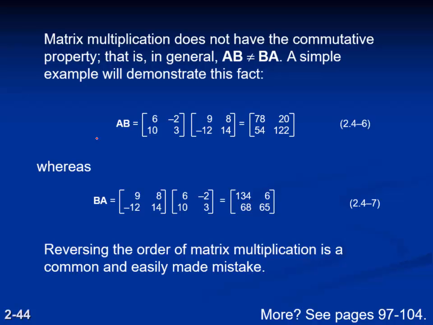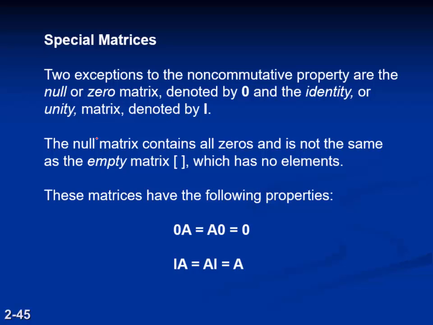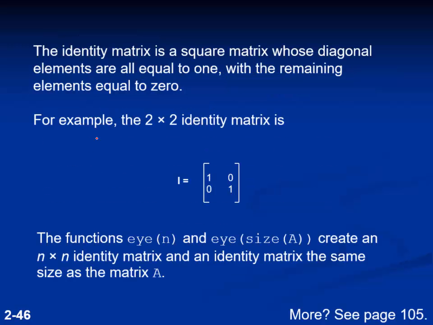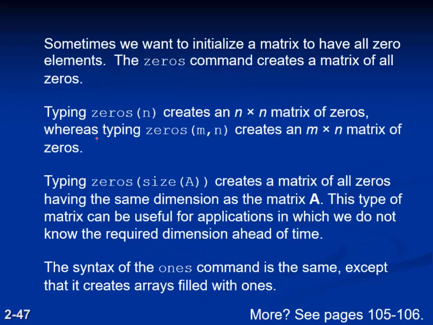And again, this is not a linear algebra course, so I'm just going to skip through some of these discussions. Special matrices, I already talked about the one that I consider, and that's the identity matrix. Type in zeros right there.